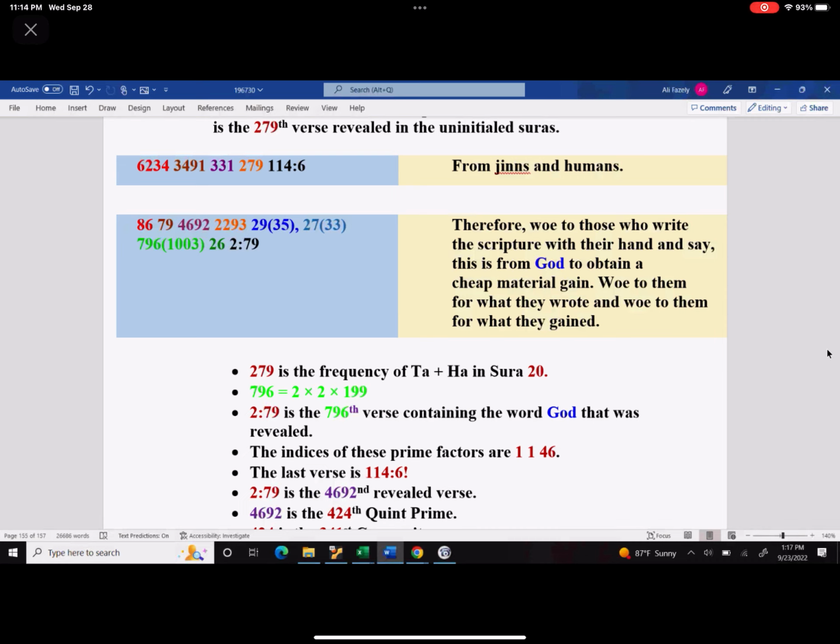2 times 2 times 199. 279 is the 796th verse containing the word God that was revealed. The indices of these prime factors are 1146, and the last verse in the Quran is 114.6. So you see, they go hand in hand. Okay.